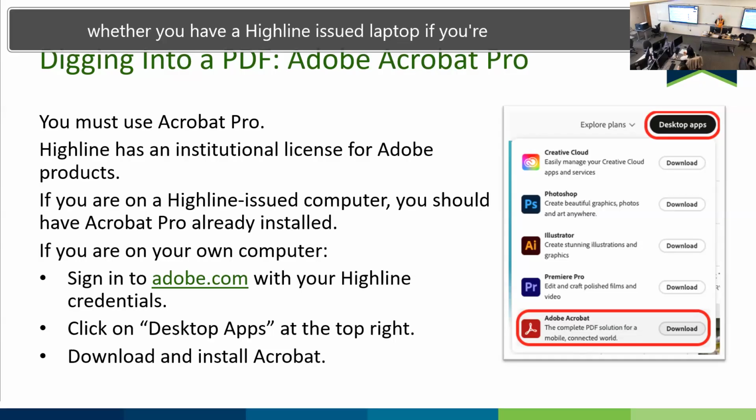If you're on your own computer as a Highline employee, because of our institutional license, you can download and install actually all of Adobe's products. If you want to play with Photoshop, go for it. You can download and install all of Adobe's products, including Acrobat, with your Highline credentials. Just start by signing into adobe.com with your Highline credentials. There's a little sign in button at the top right, as many websites have. Click on Desktop Apps, and then there's an option to download and install Acrobat. Once it's installed, you can just sign into it using your Highline credentials, and you've got it ready to go. So you can do this on a Highline issued machine. You can also do it on your home machine.